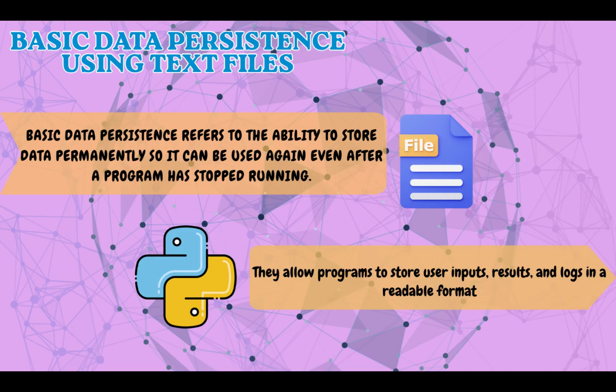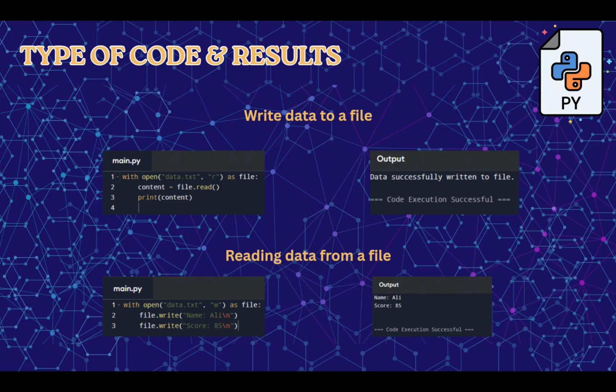In here, basic data persistence using text files. Basic data persistence refers to the ability to store data permanently so it can be used again even after a program has stopped running. In Python, text files are one of the simplest methods to achieve this. They allow programs to store user inputs, results, and logs in a readable format. Unlike variables, which only exist during runtime, data stored in text files remains available for future use. Now I'm showing you the code and results.